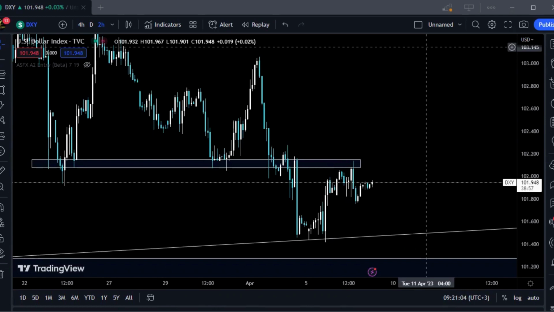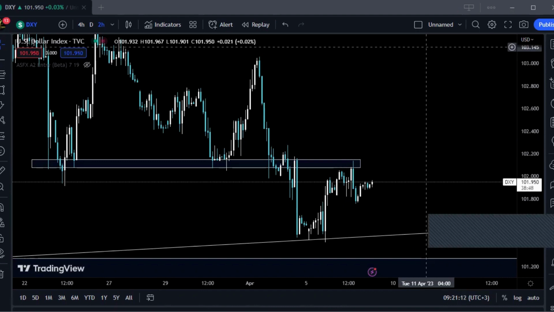In today's video, we're going to go over the Fibonacci Extension tool. What is the Fibonacci Extension? How to use it, and how it can actually improve your trading performance.